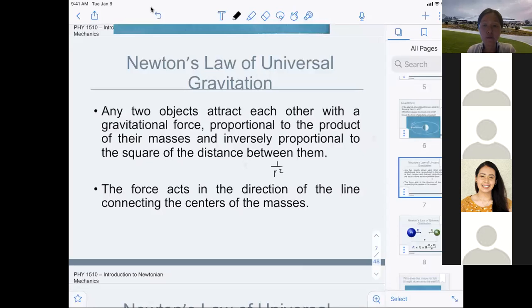And the direction of the force is simply in the direction of the line that connects the centers of mass of these two different objects, right? So we have a random object here and a random object there. This is the center of mass. This is the center of mass. The force is simply along the line. Okay, so this is the universal gravitational force between these two objects. It's always an attraction, okay?